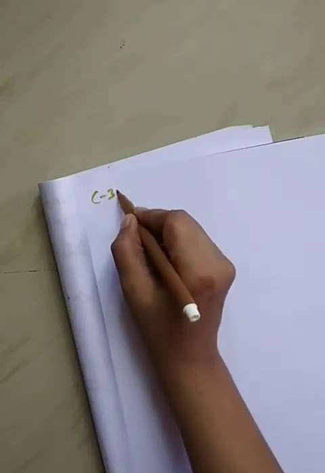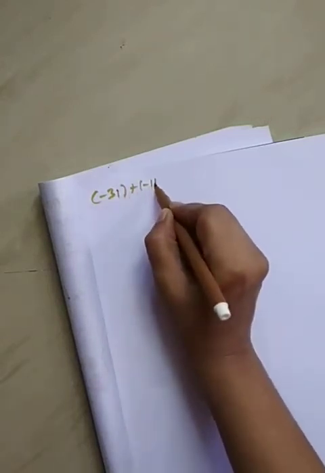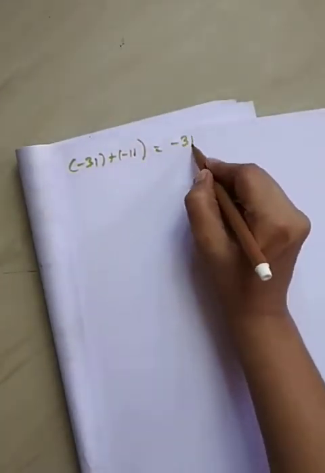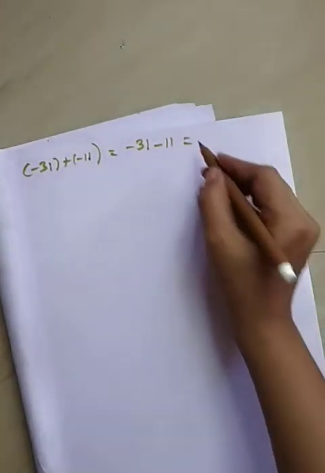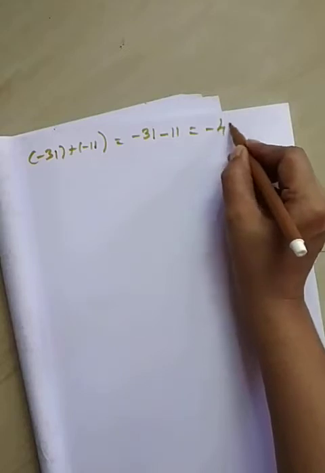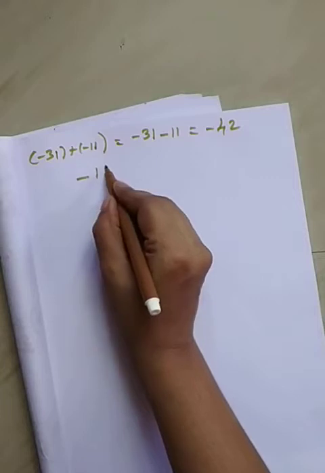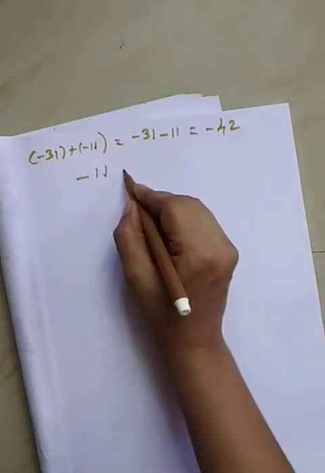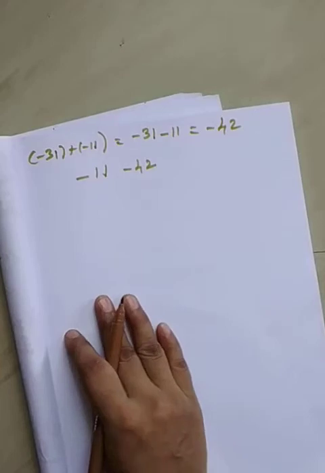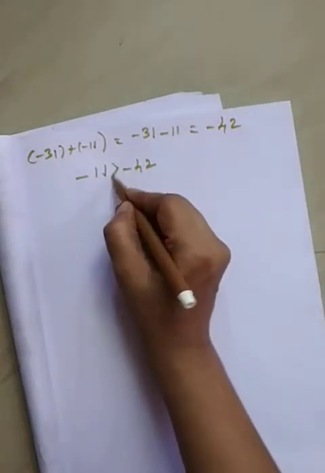Now see the right hand side. What is the right hand side? Minus 31 plus minus 11. Okay. So put minus 31 minus 11. Both are minus symbol, means you can put minus, and then you can add this value. What is 31 plus 11? 42. Now the left hand side answer is minus 11. The right hand side answer is minus 42. Which value is the greater? Minus 11 is greater.